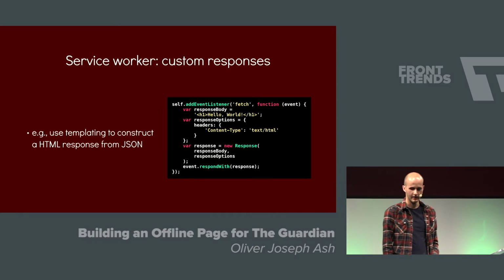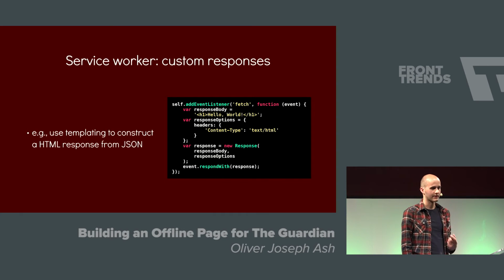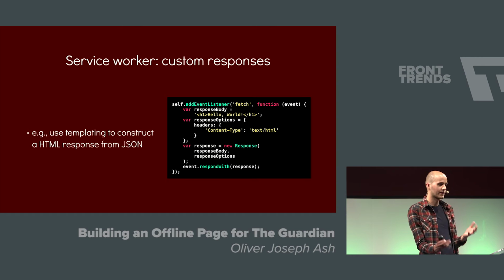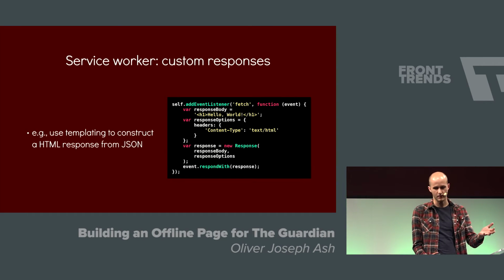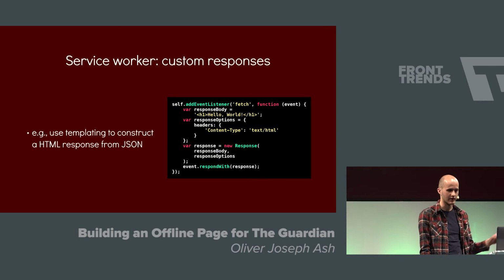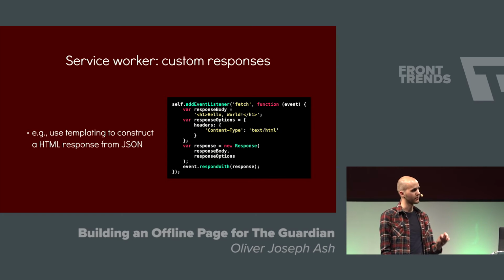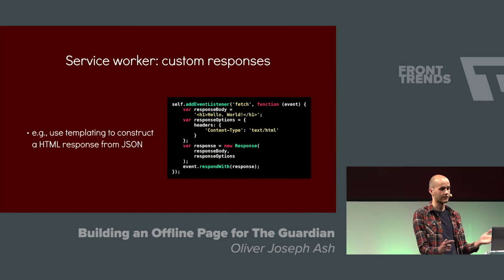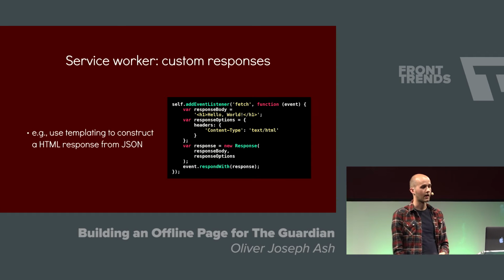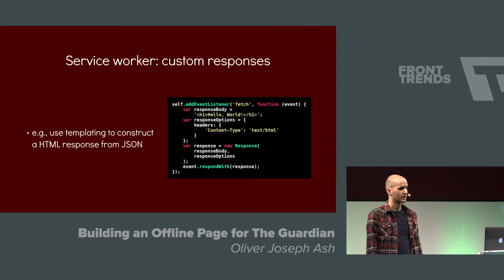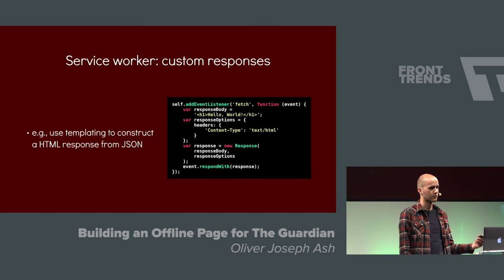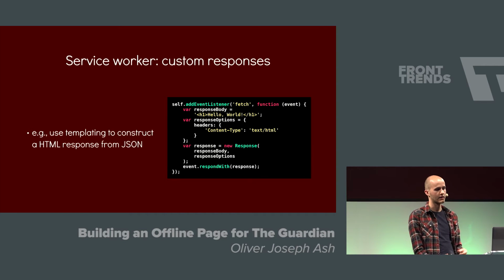To give you an idea of the flexibility that you have, you can actually programmatically construct a response. Here in this example, I have a string of HTML, which is just hello world in an H1. And I can say new response, and if I give it that string and tell it what content type it is, then I can actually respond with that. So in a way, your service worker feels like a server, right? You're deciding what to respond with, and you can programmatically construct that.